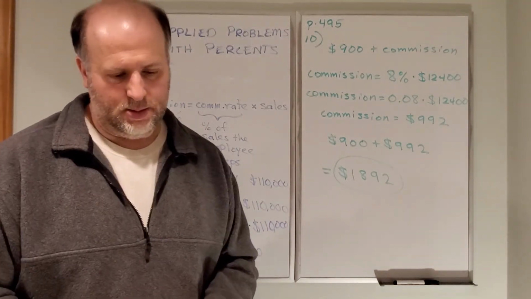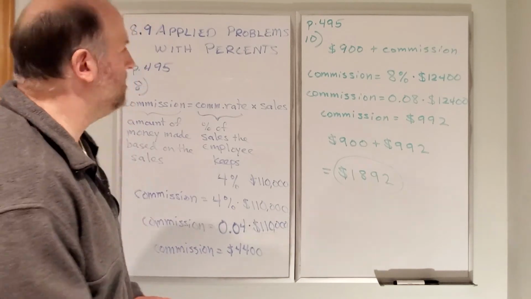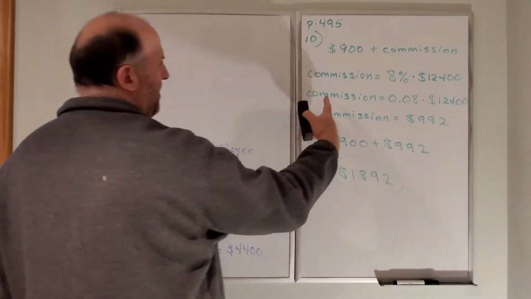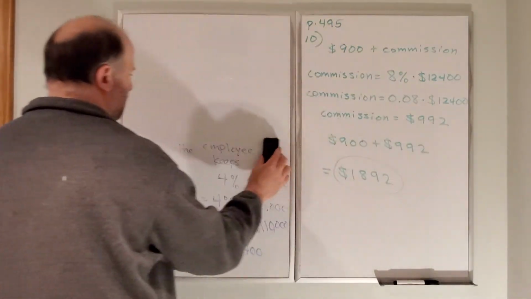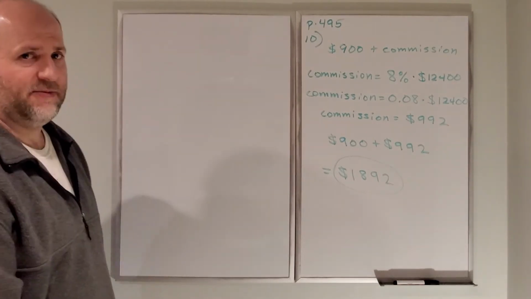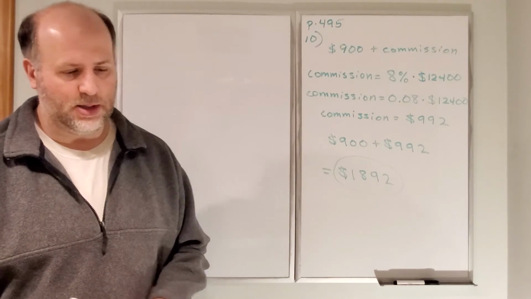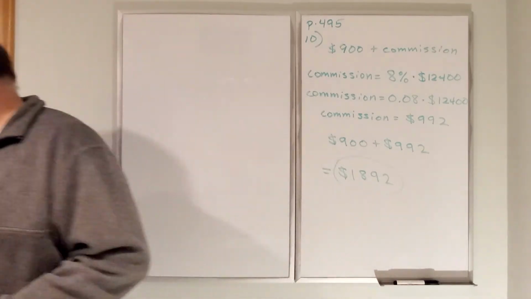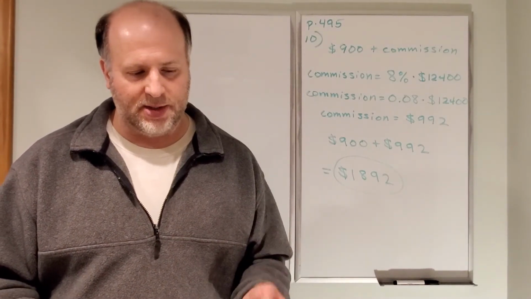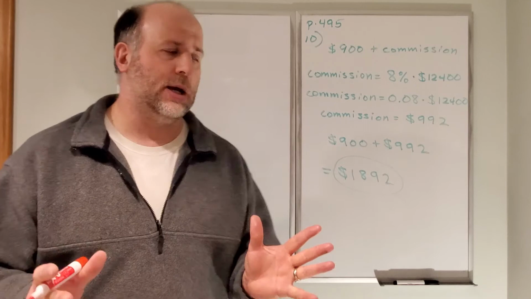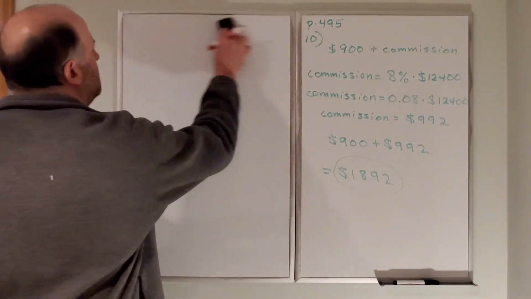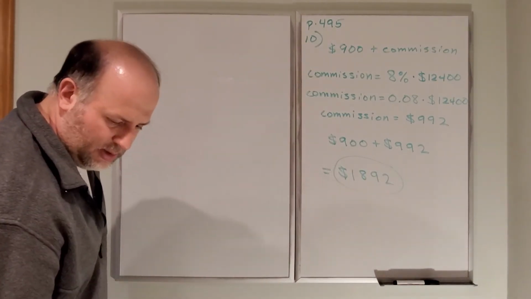What else do they throw at us in this section? So commission was one very specific application of amount equals percent times base. Still the amount equals percent times base relationship, but in the specific context of commission. They also talk about percent increase and decrease in this section. And again, that relationship has the same flavor, same tenor, if you will.